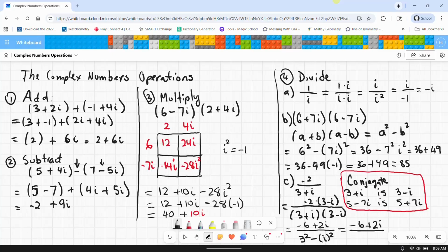Now on the bottom, 3 squared is 9, and the i squared is minus 1. Okay, and then we keep going. We're going to keep the numerator as it is. On the bottom, 9 minus negative 1. Now turn negative 1 into a positive 1. So 9 plus 1 is 10.